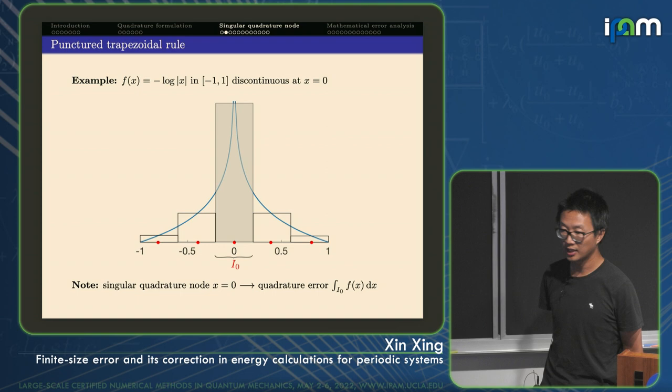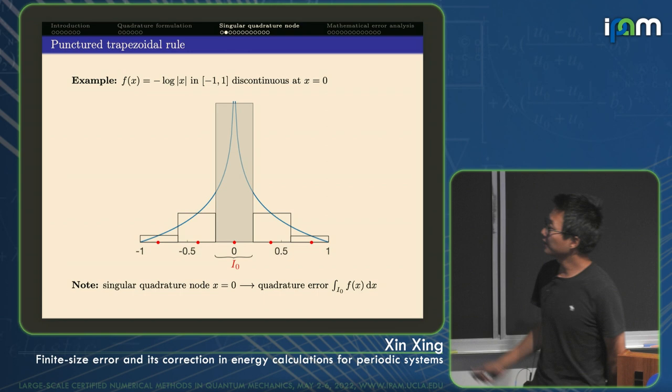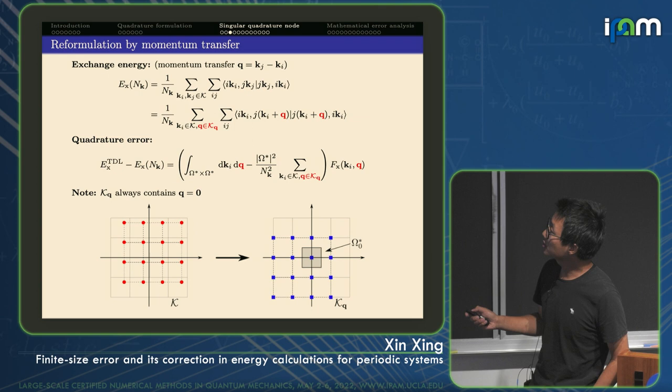And this neglected integral here will always contribute as a quadrature error, which turns out to be significant in this simple case. Sometimes we call it the punctured trapezoidal rule, because we basically give up approximating the integral inside this small interval here, because we do not know how to evaluate f(0). And the punctured trapezoidal rule indeed appears in both exchange and amplitude energy calculations. Here, let's take a look at the exchange energy first. This is the exchange energy calculation.